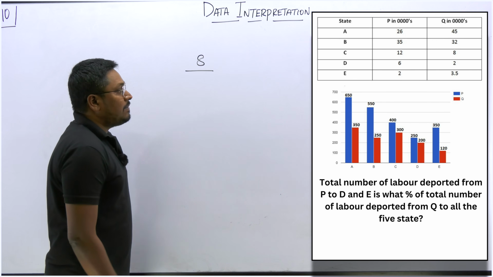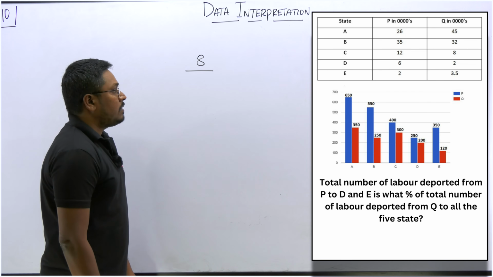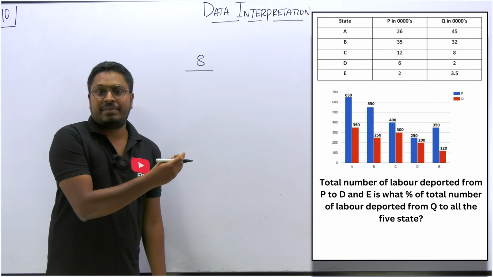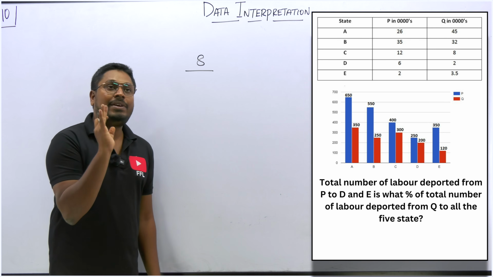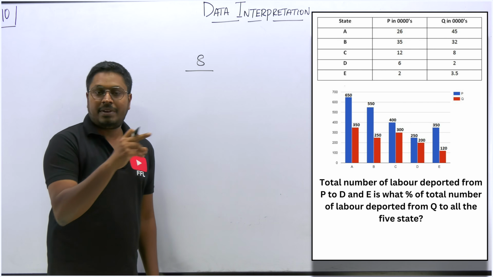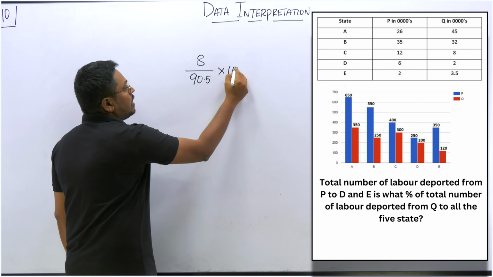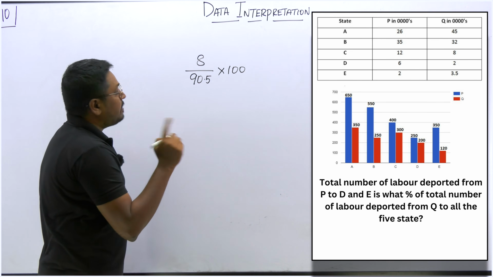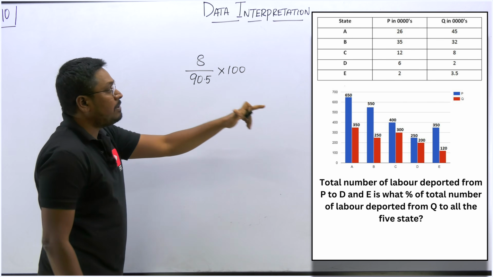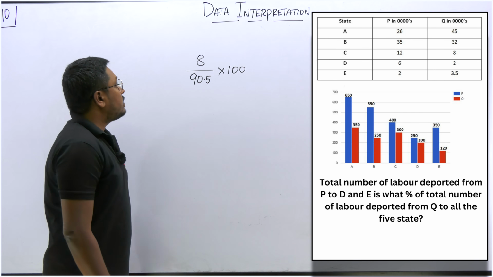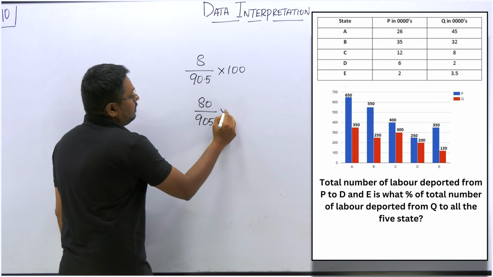Got it. So 8 divided by the total number of labors departed from Q to all the 5 states. Yes, in the second question we calculated it, for finding the average of all the 5 states. I think we got the answer 90.5. 90.5 will be the total. You don't need to calculate again and again, that's the reason I told you. So 90.5 into 100. We only have to find X is what percentage of Y. Just put the value of X and divide by Y, the all 5 states, into 100. So now we have to find the answer. So this will be 80 divided by 5 into 100.